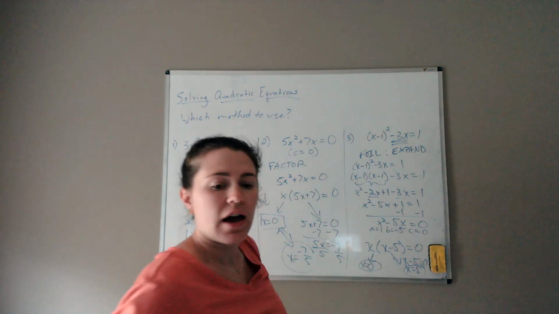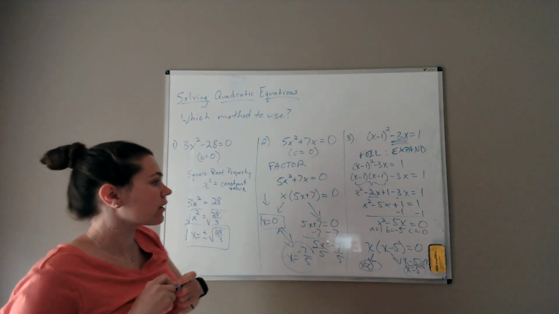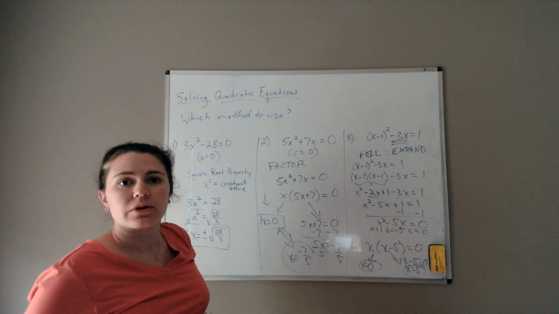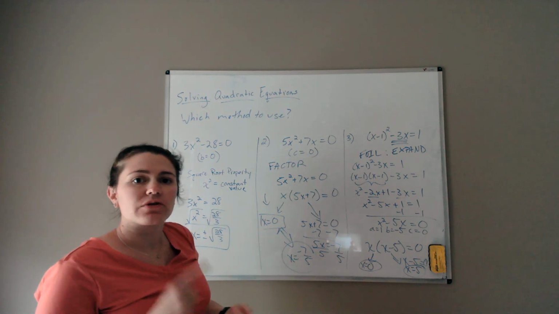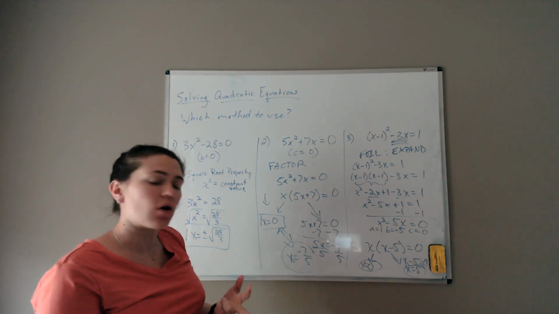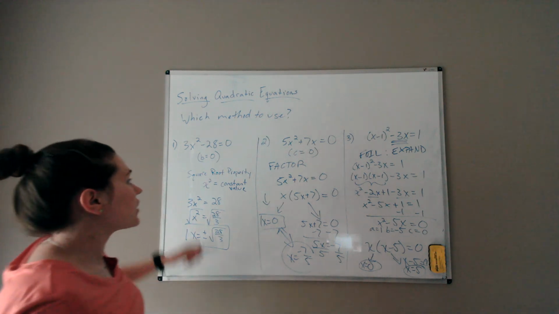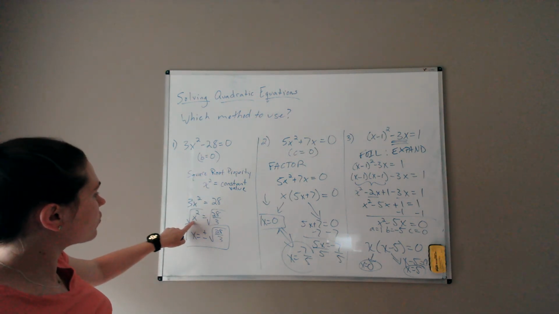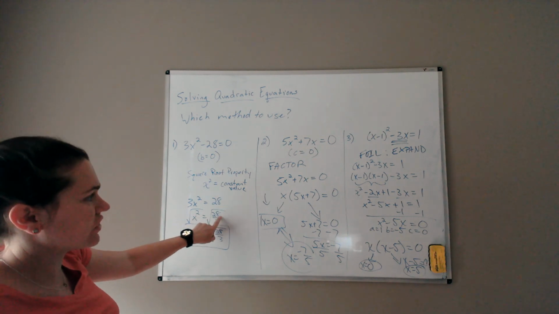So be careful when you are figuring out what type of problem you're solving and which method you are using. Remember, you can't always factor, but you can always complete the square, and you can always use the quadratic formula. You can only take the square root once you have the unknown quantity x squared set equal to a constant number.